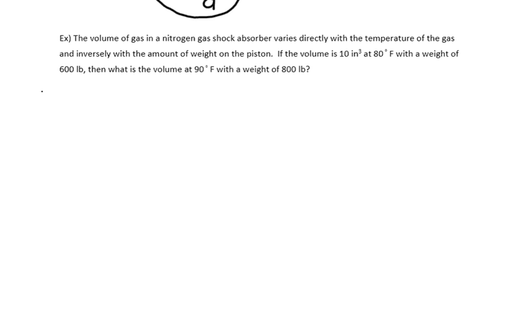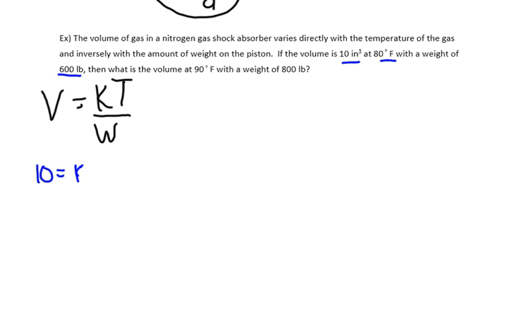So volume of a gas in a nitrogen gas shock absorber. I'm going to use V for volume. Again, don't forget your constant of variation. Directly with temperature, I'm going to call that capital T, and inversely with the weight of a piston, I'm going to call that W. Now, what pieces of information am I going to use here? I'm going to use 10 inches cubed, 80 degrees Fahrenheit, and 600 pounds. So I can determine what my constant of variation is going to be. So the volume is 10. The temperature is 80. And it's 600 pounds.